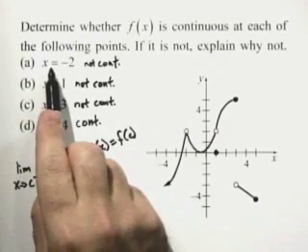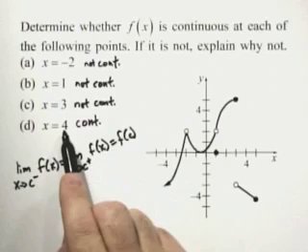So it's not continuous at -2, 1, or 3, but it is continuous at 4.